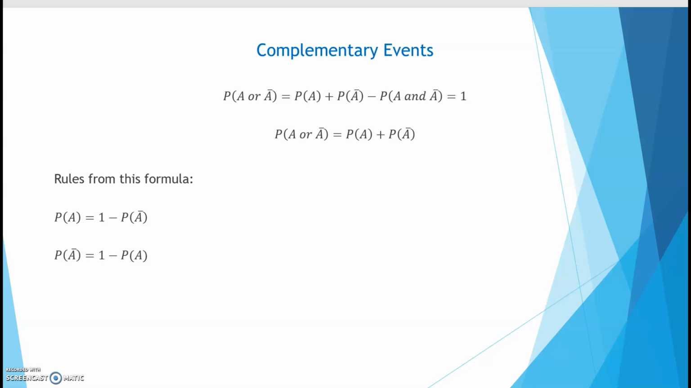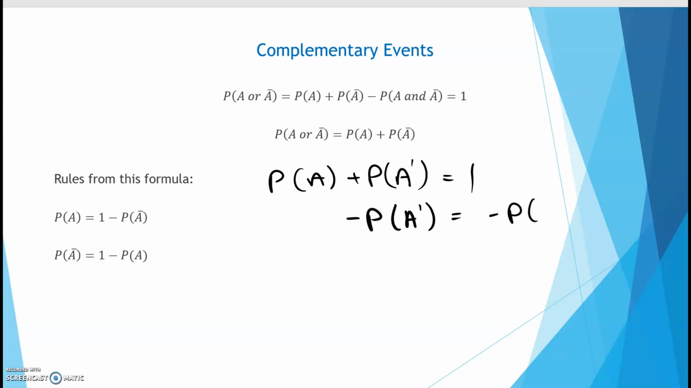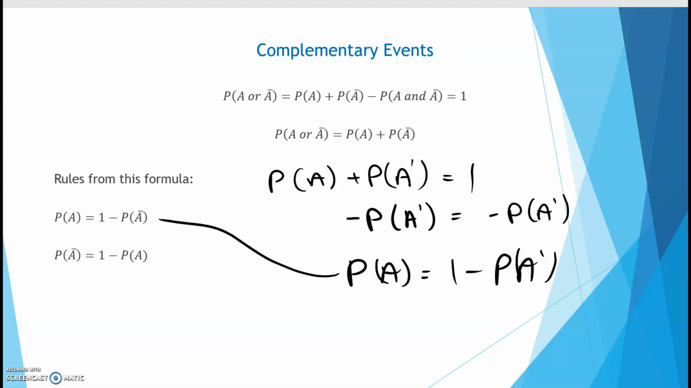Okay. Then we're talking about complementary events. So if you have the probability of A plus the probability of the complement of A, that's equal to 1. Then what you can do is rearrange the formula to solve for the probability of A or the probability of the complement of A. So if we have the probability of A plus the probability of the complement of A equal to 1, and I wanted to solve for the probability of A, I just need to subtract the probability of the complement of A from both sides, to get the probability of A is equal to 1 minus the probability of the complement of A, which is what you get right here.